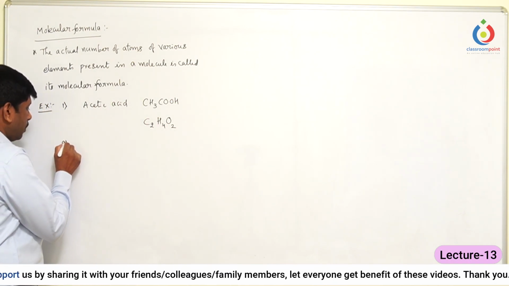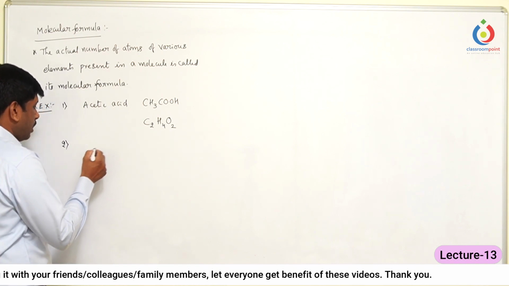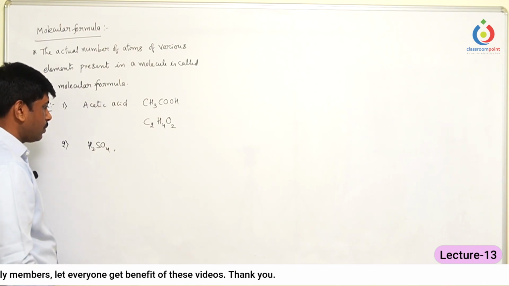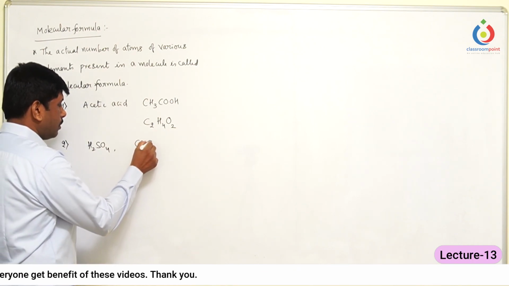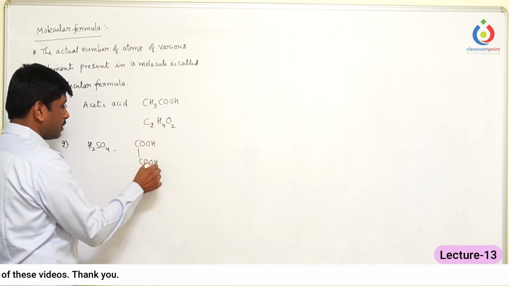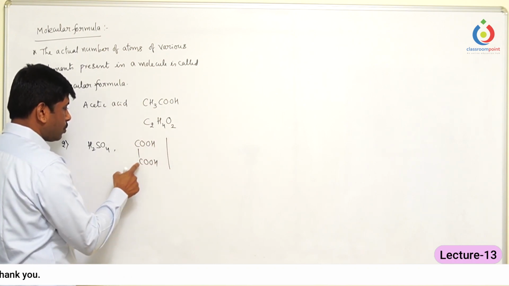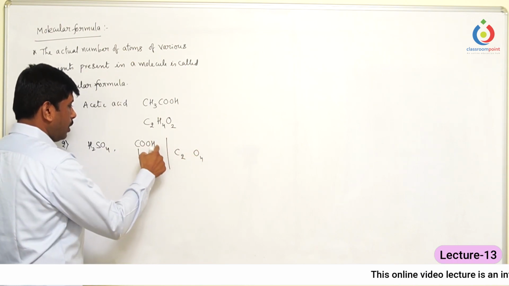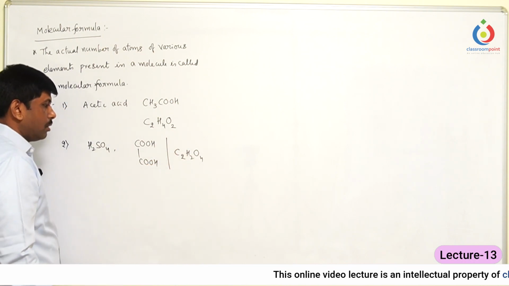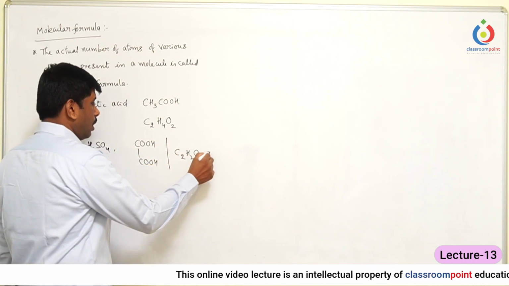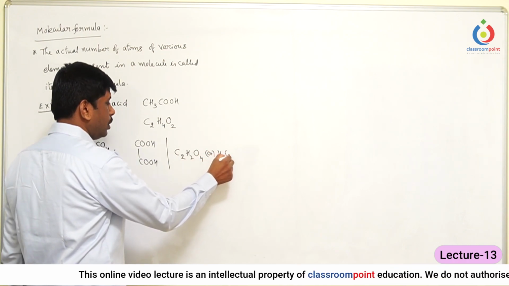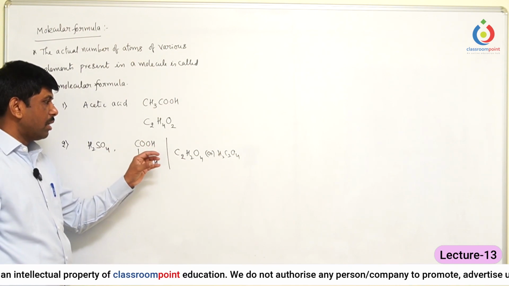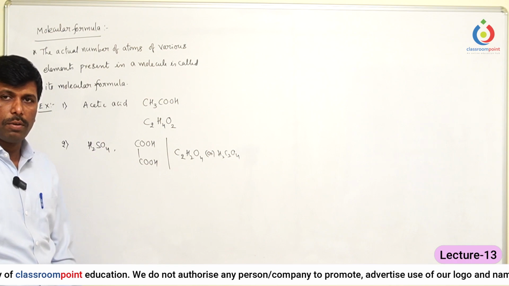Let us take another example. If you take sulfuric acid, the molecular formula is H2SO4. And the oxalic acid can be represented like this. So its molecular formula can be written as 2 carbon atoms, 4 oxygen atoms and 2 hydrogen atoms involved. So C2H2O4, or else it can be written as H2C2O4, oxalic acid. So writing the exact number of atoms of a molecule is called its molecular formula.